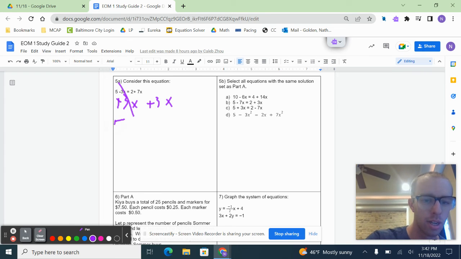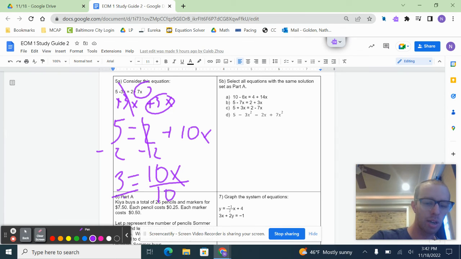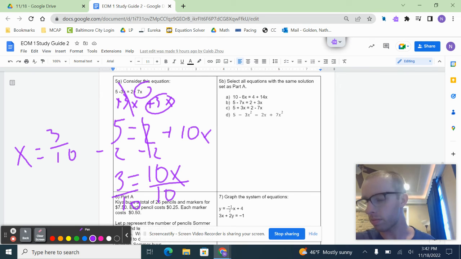These cancel. I get 5 equals 2. 7x and 3x give me 10x. I subtract 2 from each side. I get 3 equals 10x. Divide each side by 10. X is equal to 3 over 10. All right.